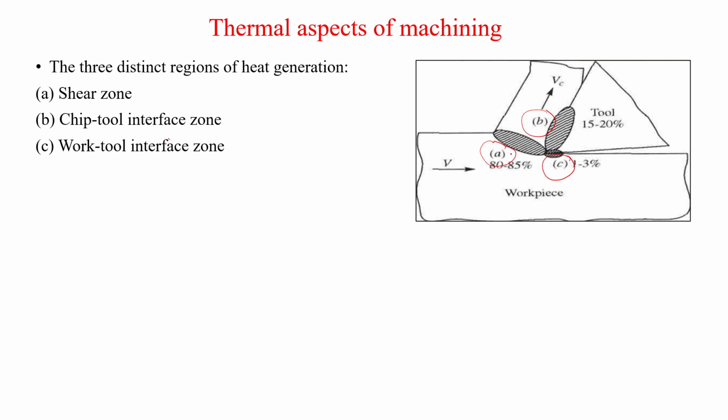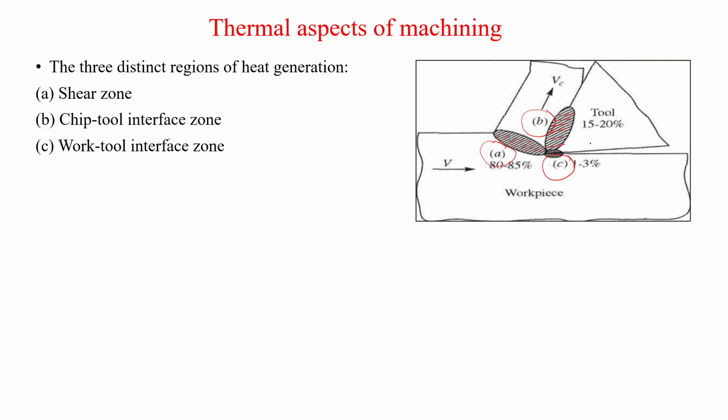Zone A is called the shear zone. The second is the chip tool interface zone, which is the B zone shown here, and the third is the work tool interface zone, which is called the C zone. So we will see what these three zones mean, or what they signify.